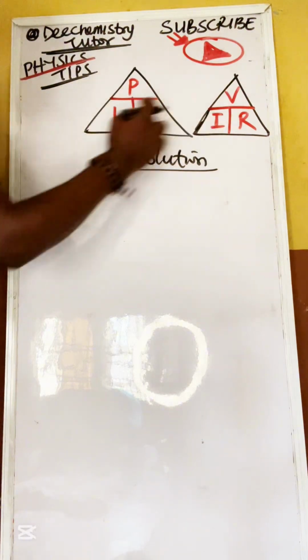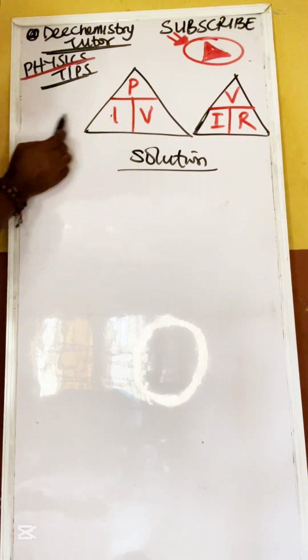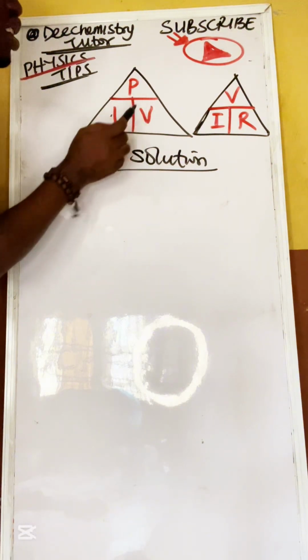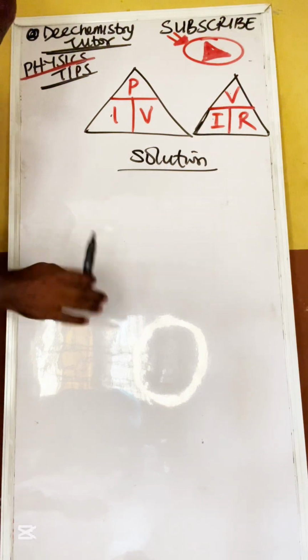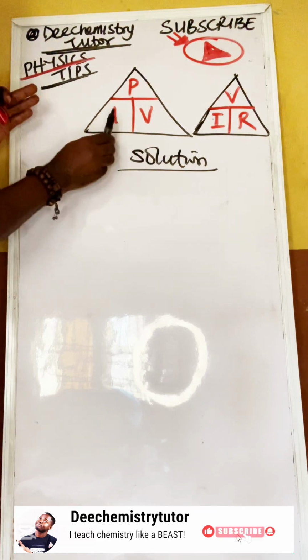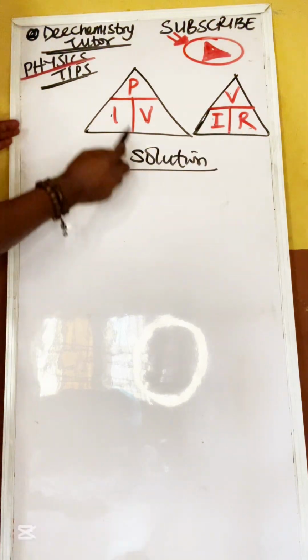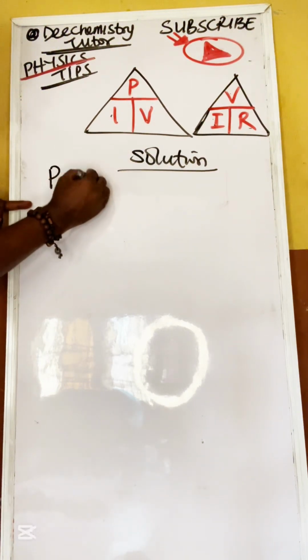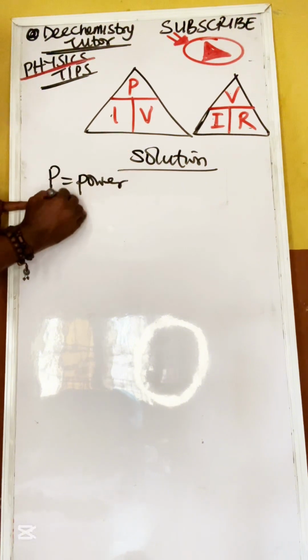So just draw a triangle and you write PIV, then you write VIR. Very easy. You understand? VIR, PIV, VIR. Don't forget, this is IV and this is IR. Now, this P here means power. Power. The I here means current.